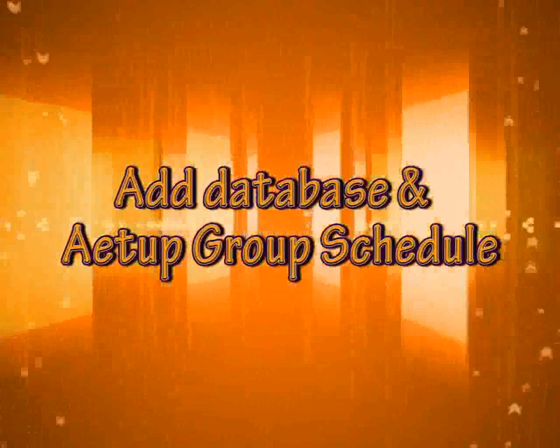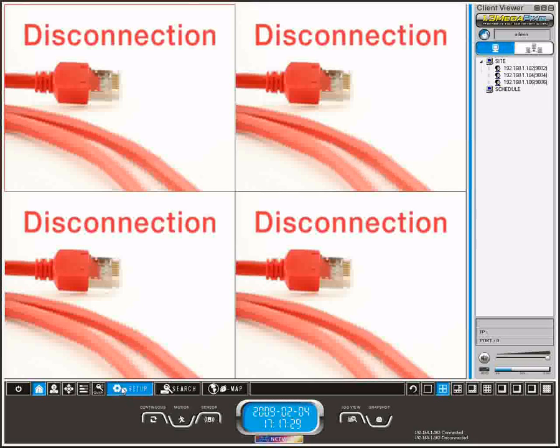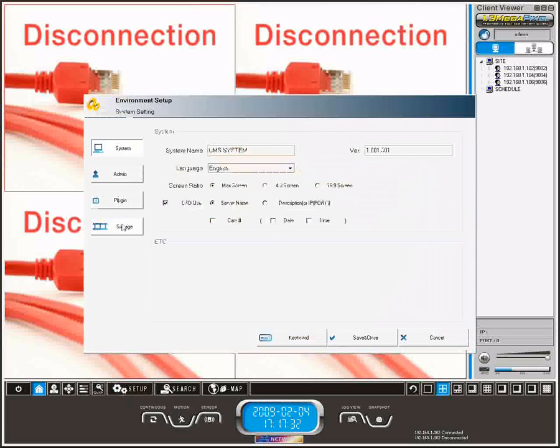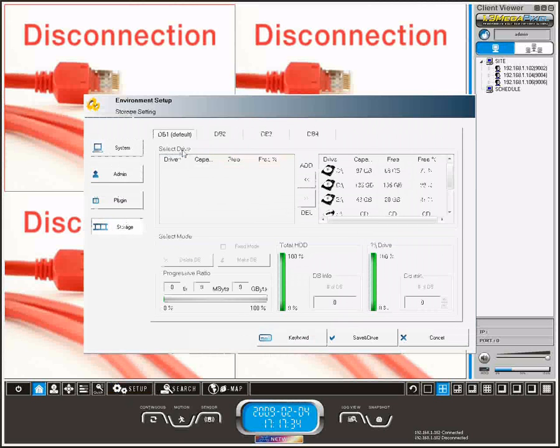So to do this, we need to click setup. And in the setup window, click storage and select the partition hard drive that you want the video to be stored onto. So we're going to select that and click add.